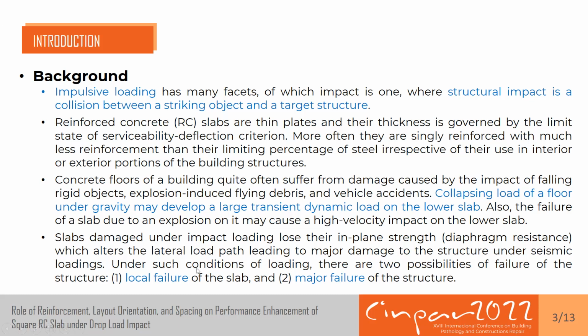Under such conditions, there are typically two failure modes which can be observed. First one is local failure in terms of concrete scabbing, spalling, reinforcement yielding, punching. Another one is the major failure. And major failure means total collapse or rupturing of the reinforcement.